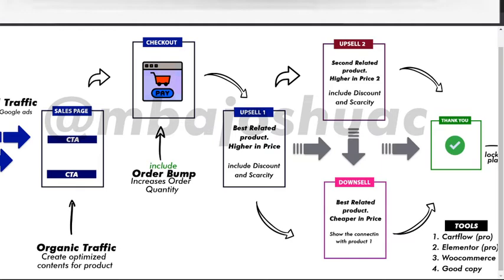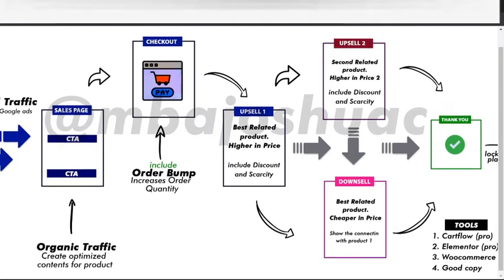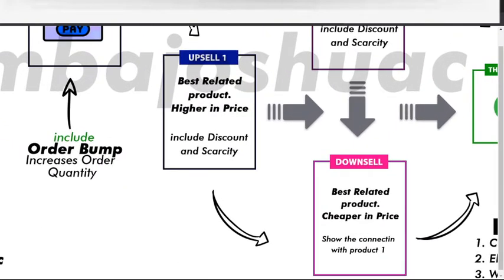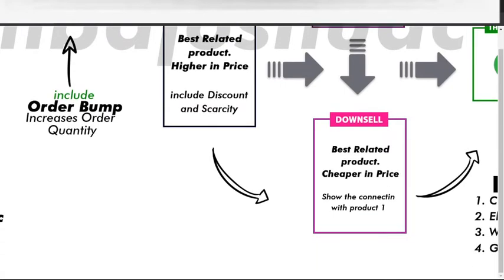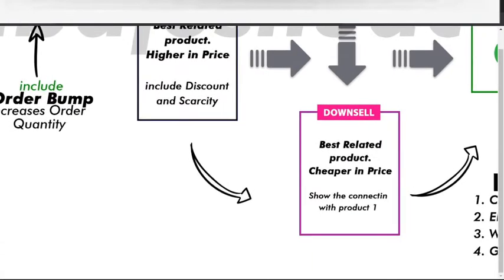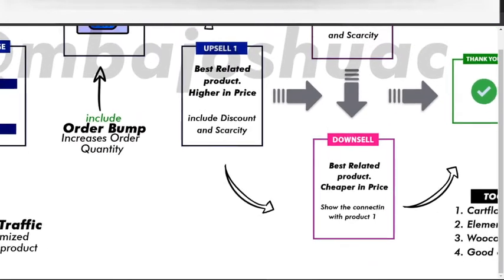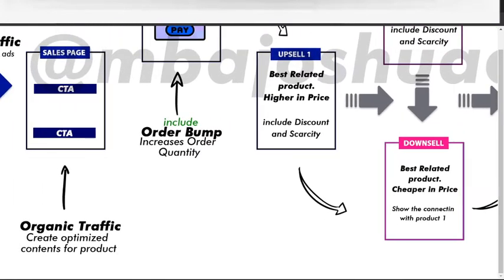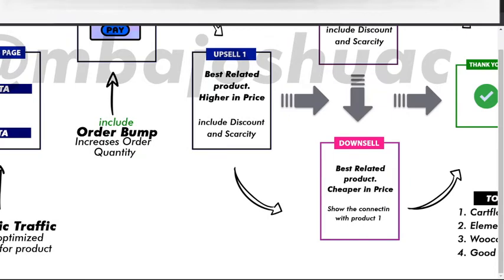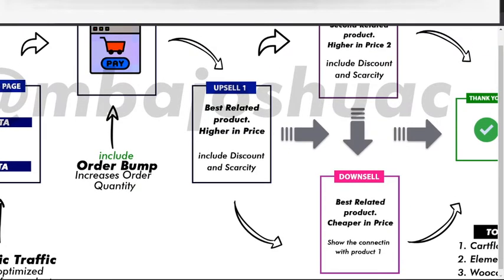Then we go down to the downsell. If the person does not accept our upsell one, we send the person to our downsell. Our downsell is a product that is cheaper than the one on the sales page. Let's say the fat burner tea we are selling is 30,000 naira. We can include the tummy belt here. We can include a fitness machine here.